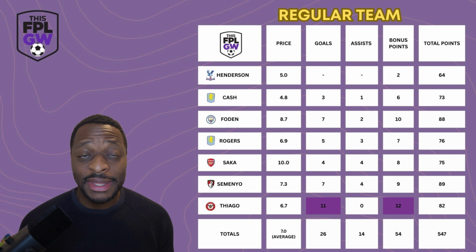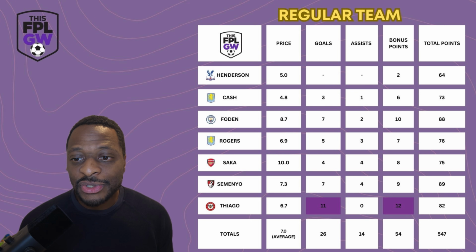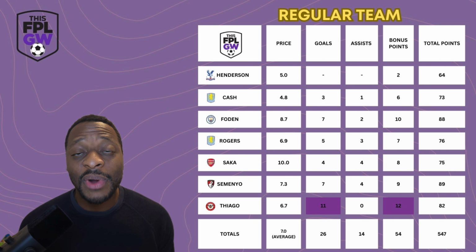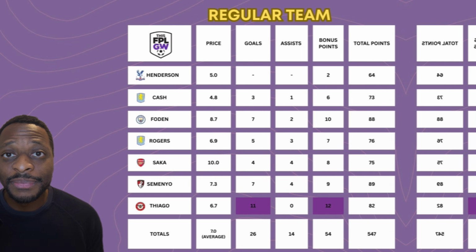And then we look at the average price, which is, as you can see there, 7 million for the regular team, the amount of goals, 26, the assists, 14, the bonus points, a huge amount in 54, and then the total points in 547. So that's how the regular team shakes out. And now, let's take a look at some of the key takeaways from this analysis so you guys can get the best information around differentials and why they're quite valuable.